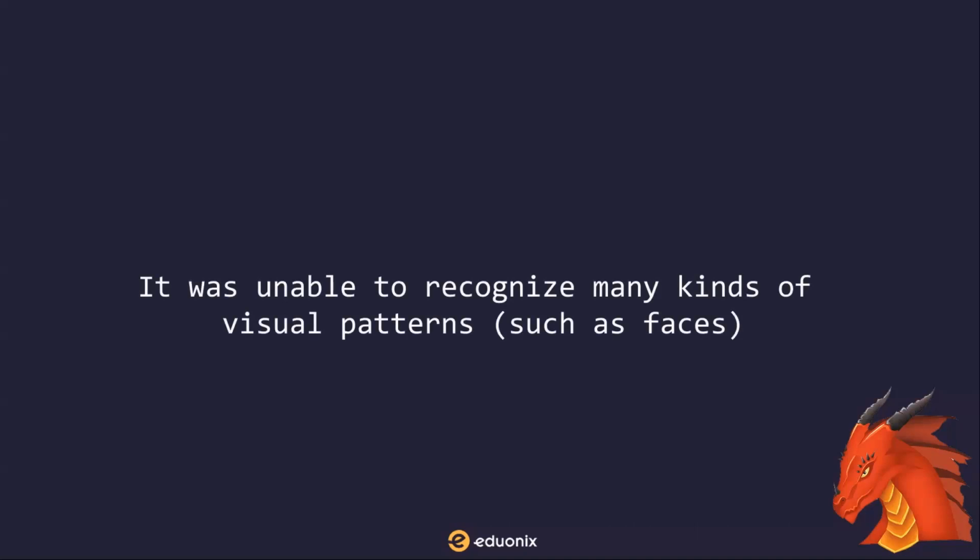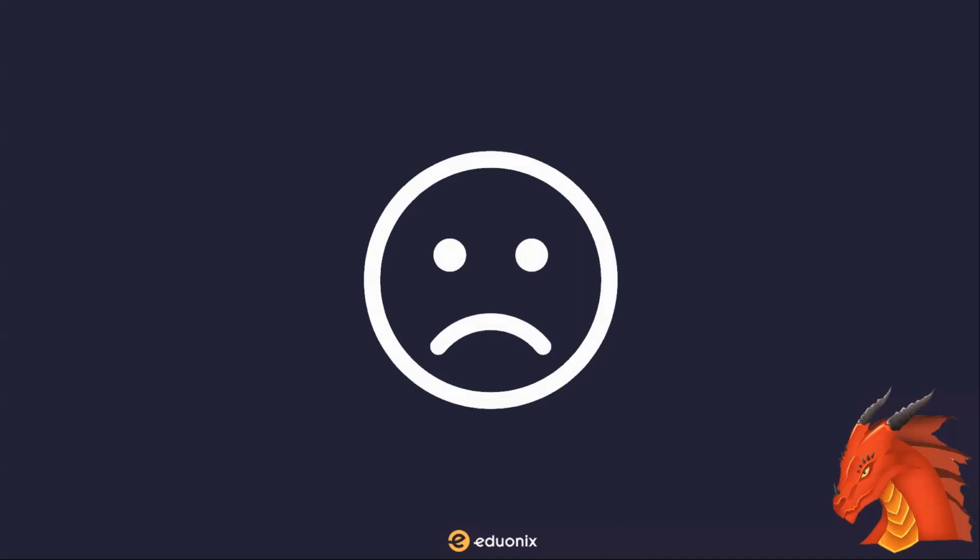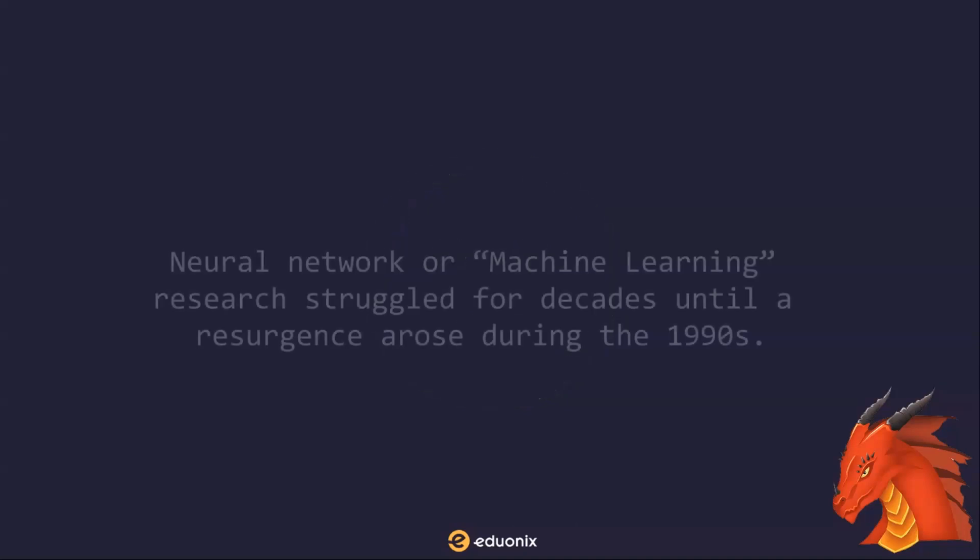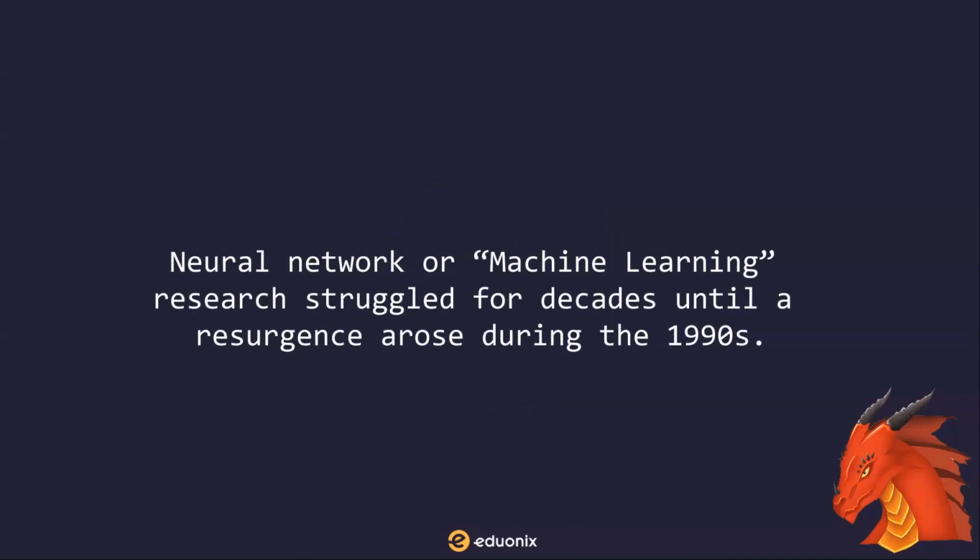Although the perceptron seemed promising, it was unable to recognize many kinds of visual patterns, such as faces. The disappointment generated frustration and so helped stall further neural network research. Neural network or machine learning research struggled for decades until a resurgence arose during the 1990s.